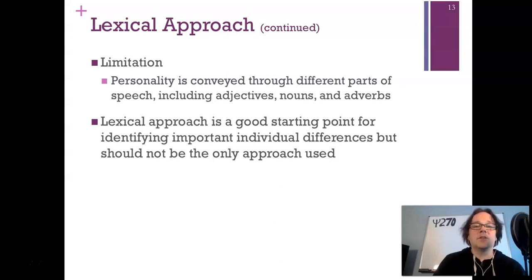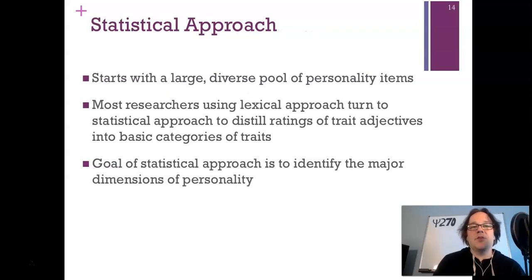Also, the lexical approach is a good starting point for identifying important differences, but it really shouldn't be the only approach that's used. It's very descriptive in nature. There's no real data behind it. We could count how many synonyms there are, or we can count how many languages have terms for these types of behavior, but it's not really all that convincing from a scientific point of view. Good starting point, but we probably want to move on to a statistical approach.